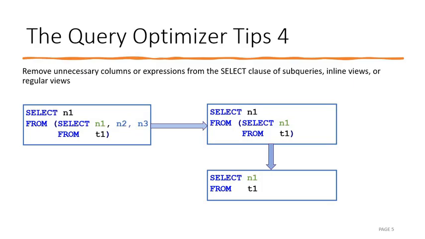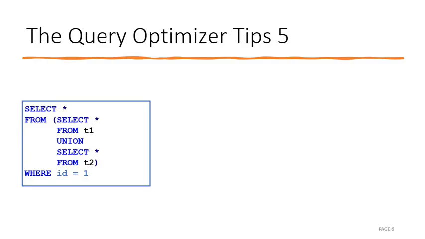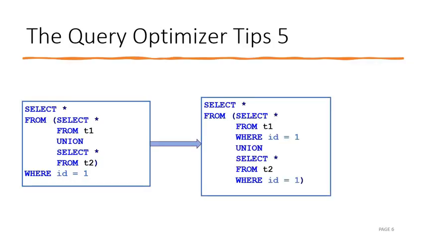Let's see another example. How can we improve the performance of a SQL statement? Let's say here we have a select statement where we are fetching the data from T1 and T2 using union all, and after that we are applying a condition that we want the data where ID is equal to 1. How can we improve this? We can write this select statement in a different way to improve the performance of the SQL statement.